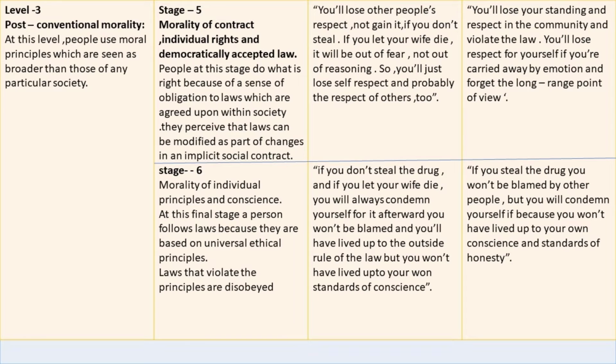Stage 6, Morality of Individual Principles and Conscience. At this stage, a person follows laws that are based on universal ethical principles. Laws that violate the principles are disobeyed. In favor of stealing: if you don't steal the drug and you let your wife die, you will always condemn yourself for it. Afterward, you won't be blamed and you will have lived up to the outside rule of the laws, but you won't have lived up to your own standards of conscience. Against stealing: if you steal the drug, you won't be blamed by other people, but you will condemn yourself because you won't have lived up to your own conscience and standards of honesty.